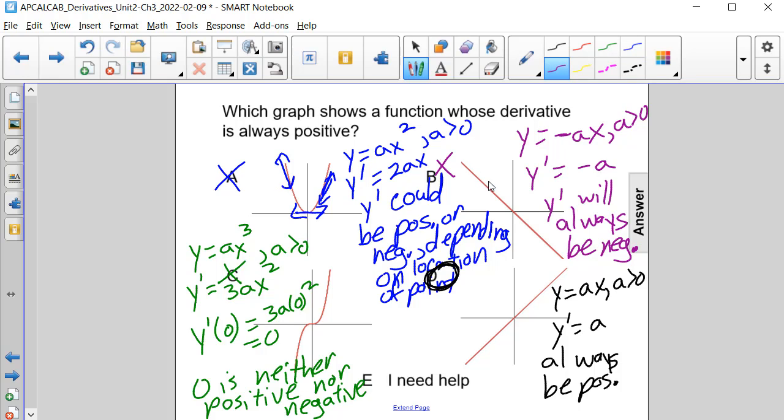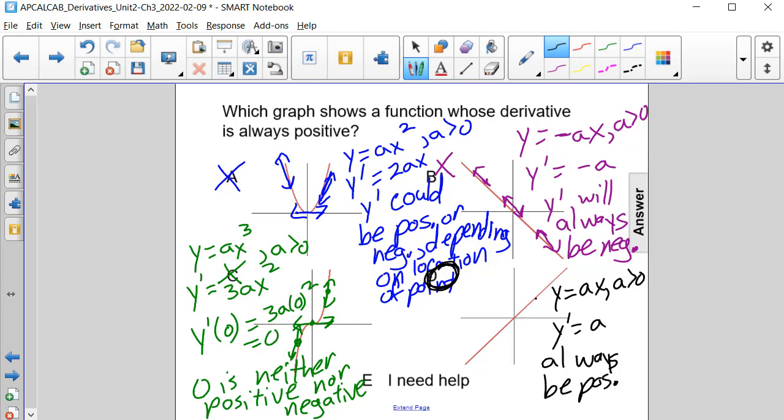B is not correct because all of these tangent lines will be negative. We would be drawing more negative slope lines on this current line. So it's always negative. In answer choice C, the slope of the tangent line can be positive, both down here and up here. But then at 0, the tangent line has a slope of 0, which is neither positive nor negative. So that's again why C is ruled out.